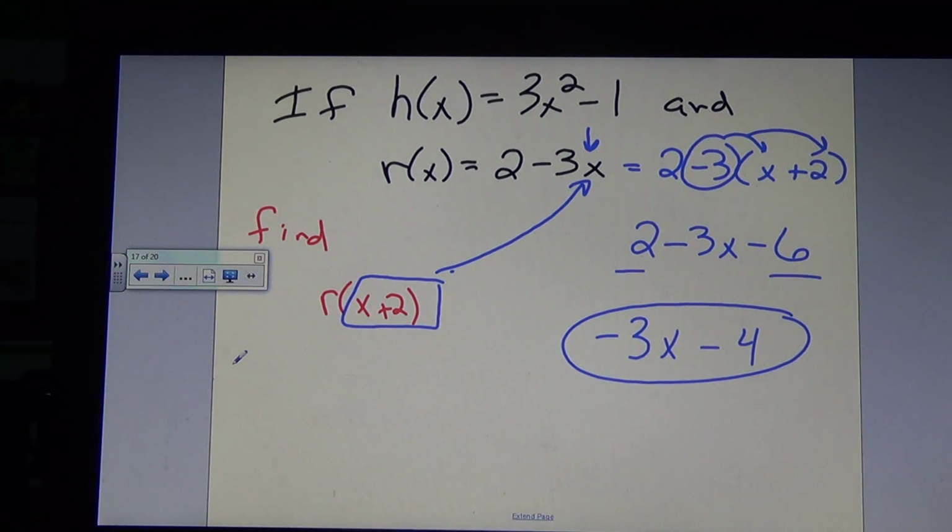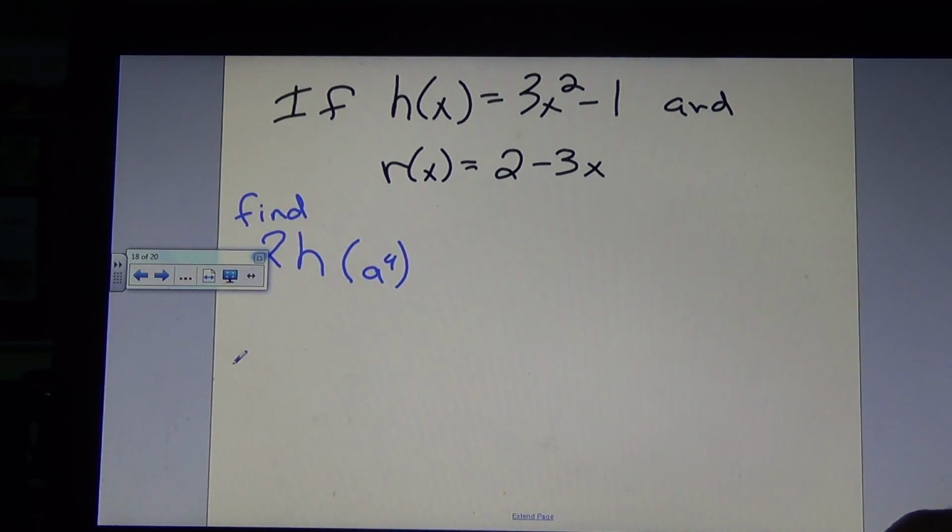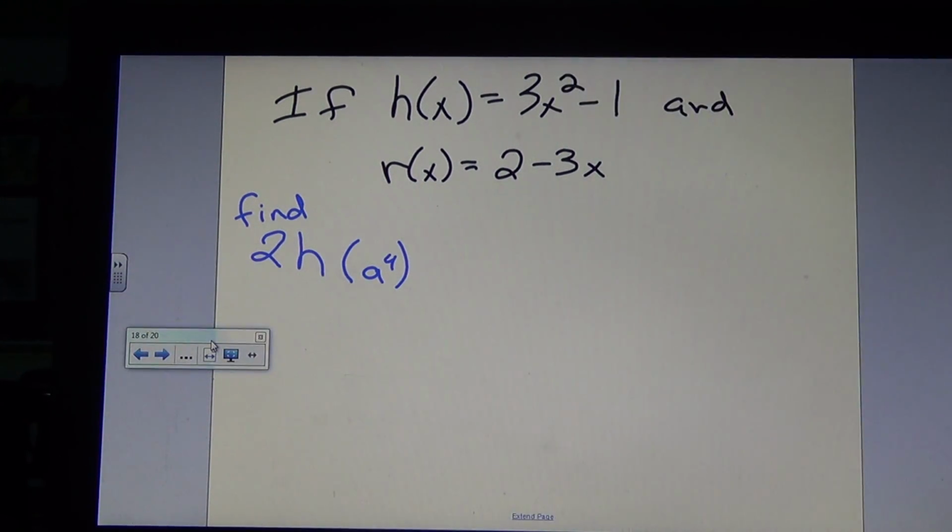Got 3 more problems left here. Alright, so same problem, except now this time it says find 2h of a to the 4th. Well, am I going to be using this r of x formula here? I'm not, so I actually don't even need to use that, so I can erase that.